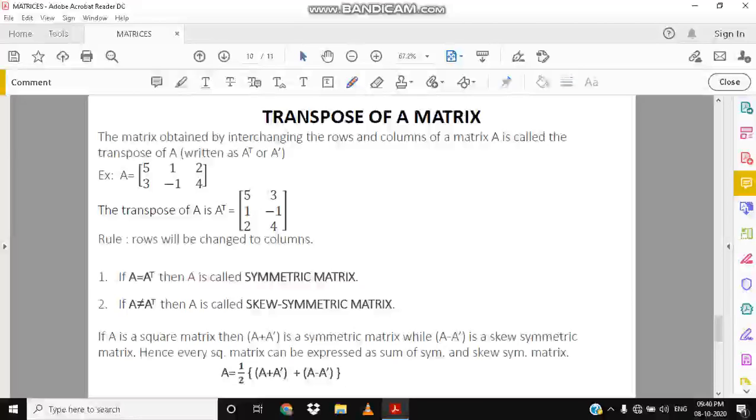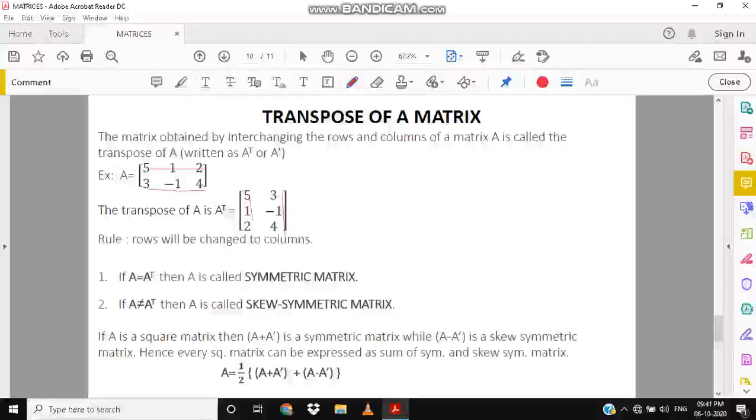See, the row 1 of this matrix A is 5, 1, 2. After transposing it, the row changes to a column. It's written row wise over here, we will be changing it into column wise. So 5, 1, 2 here gets interchanged to 5, 1, 2 vertically. Here it was horizontally, here it becomes vertically. Similarly, the second row is 3, minus 1, 4. After interchanging it, we write it this way. So the row changes into column.